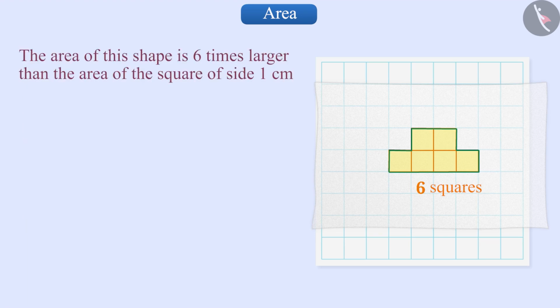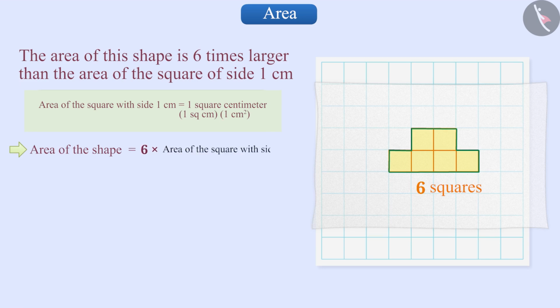Therefore, we can say that the area of this shape is 6 times larger than the area of the square of side 1 centimeter. Since the area of a square with side 1 centimeter is 1 square centimeter, we can say that the area of this shape is 6 into the area of the square with side 1 centimeter, that is 6 into 1 square centimeter, that is 6 square centimeters.